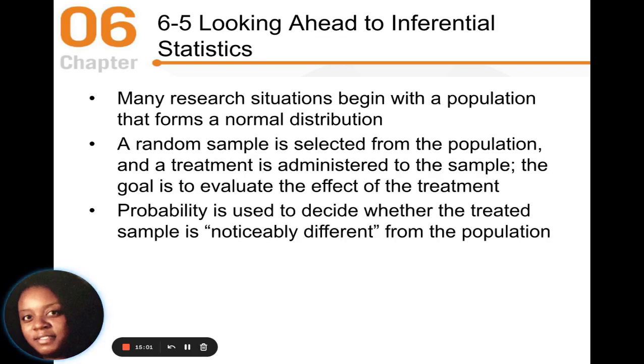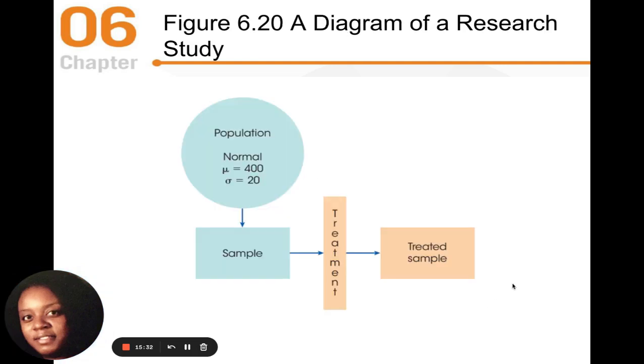Then in 6.5, when we look at inferential statistics, many research situations begin with a population that forms a normal distribution. A random sample is selected from that population, and a treatment is administered to that random sample. The goal is to evaluate the effectiveness of that treatment. Probability is used to decide whether the treated sample is noticeably different from the rest of the population. And this gives us a diagram of how probability is used based on the population and sample.